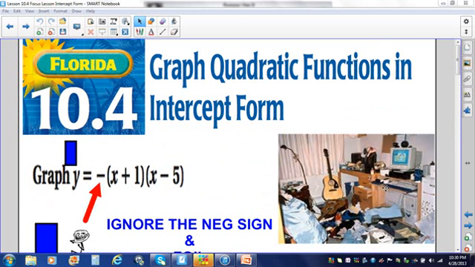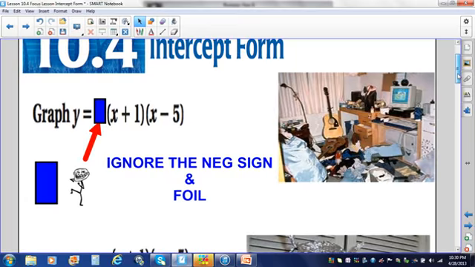Today's podcast is going to be on lesson 10.4. We are still continuing to work with parabolas. Please write down y equals negative parentheses x plus 1 parentheses x minus 5. That was a lot of parentheses. Alrighty, we are going to ignore the negative sign and we're going to ignore the troll.